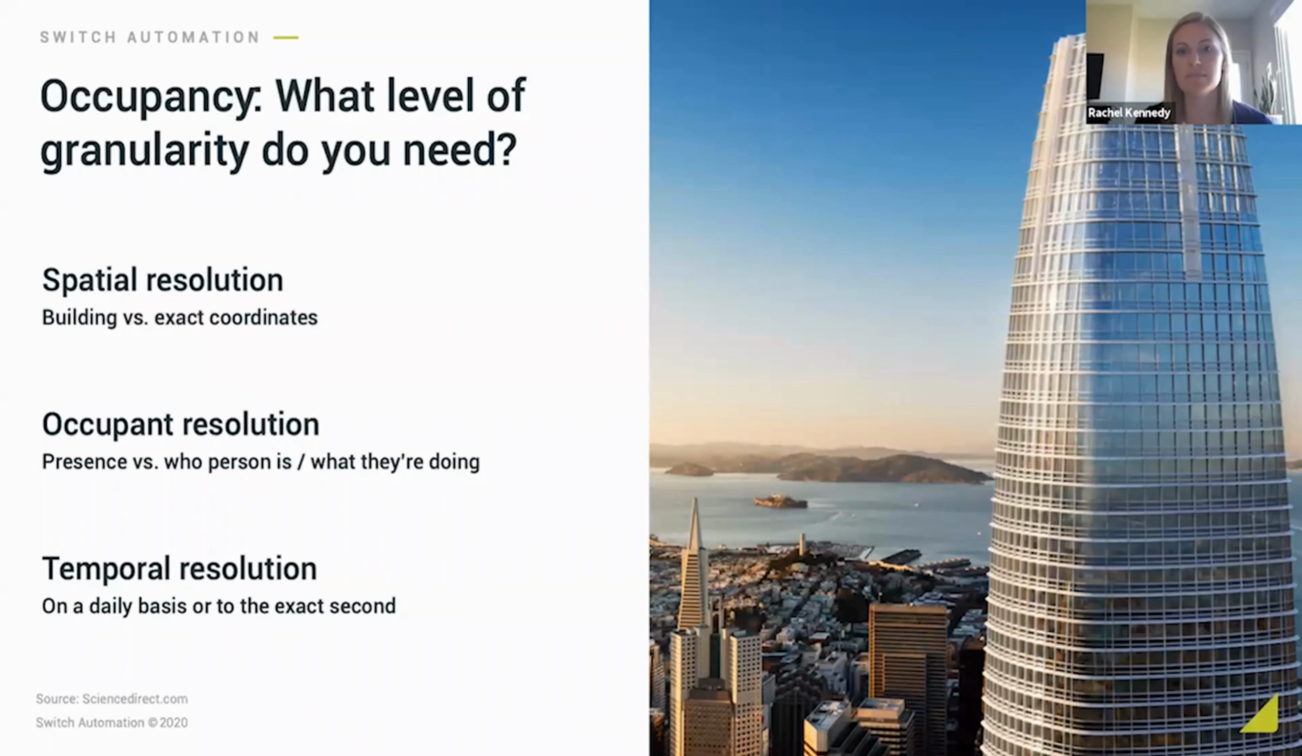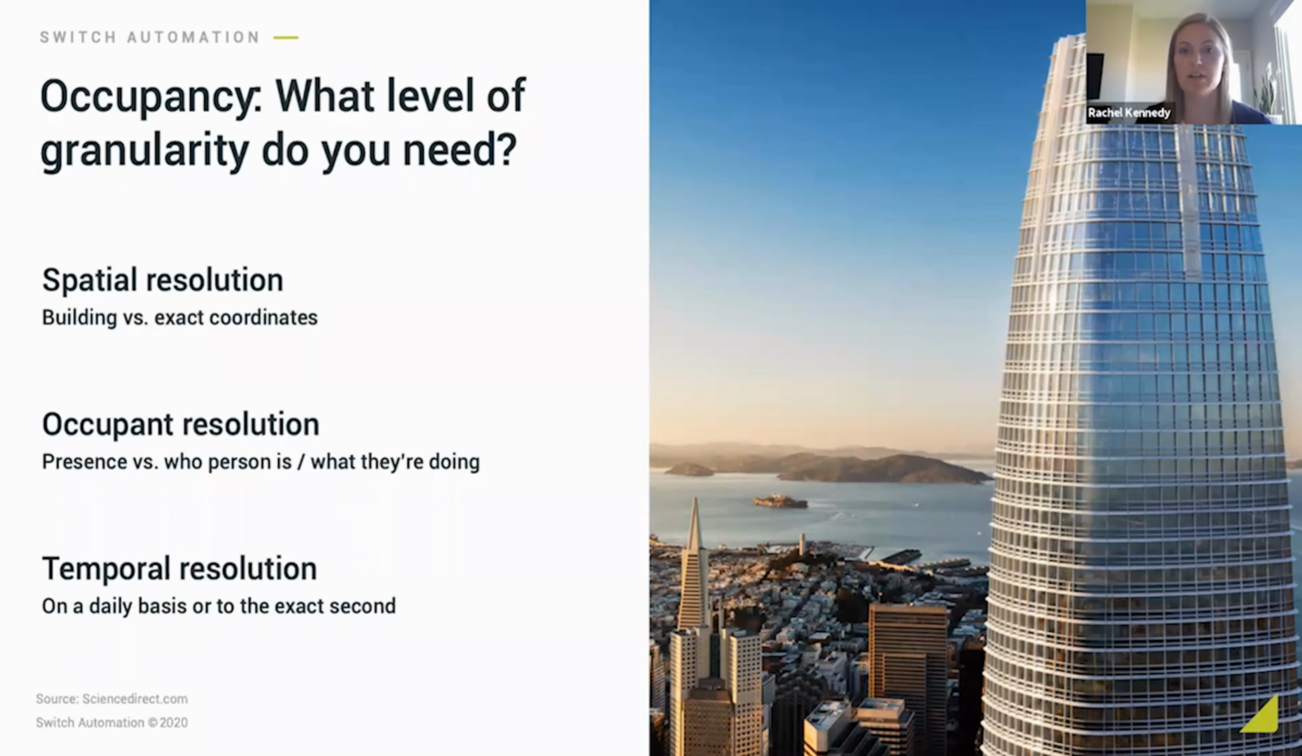We want to know exactly where someone was in the space, who they might have had interactions with, and who that person was. And that brings us to that second category of resolution, occupant resolution. This is if we're trying to figure out whether simply there is occupancy presence. For example, in a lighting control system, when we want to turn on the lights, we want to know if someone's there. But when we're talking about that contact tracing, this is when we want to know who that person is, and tying that with that spatial resolution.